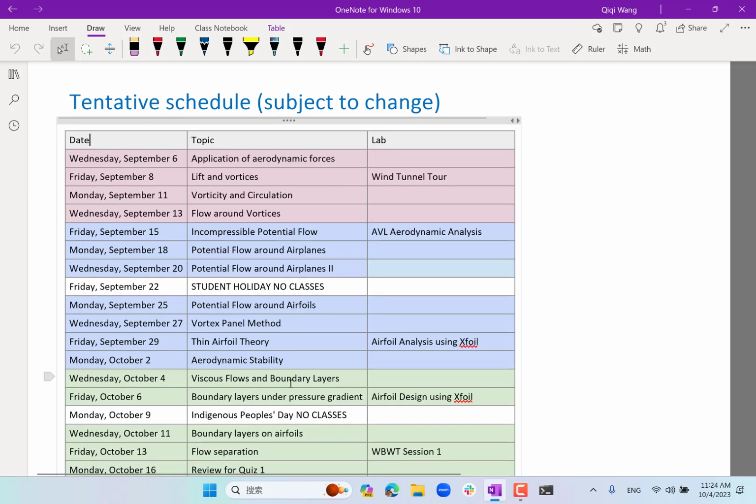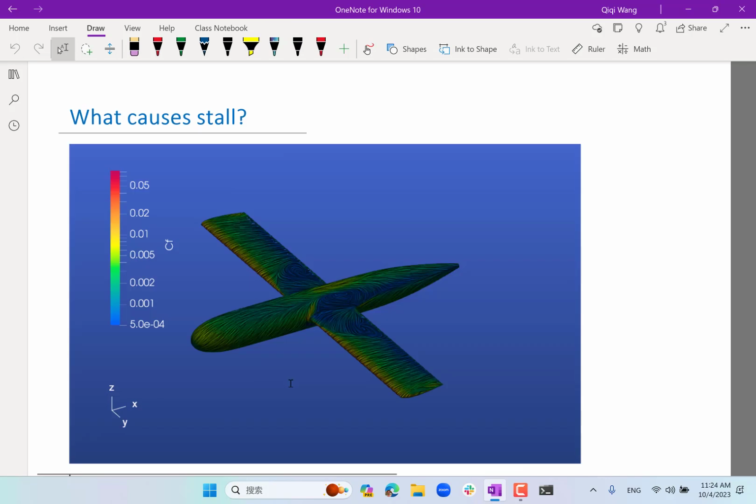So today we're going to continue that zooming in process and look at viscous flow and boundary layers. So boundary layers are most obviously important when we get to stall, right? We have been looking at CL being proportional to, like, dCL d alpha is equal to 2 pi, right? That's according to thin airfoil theory.